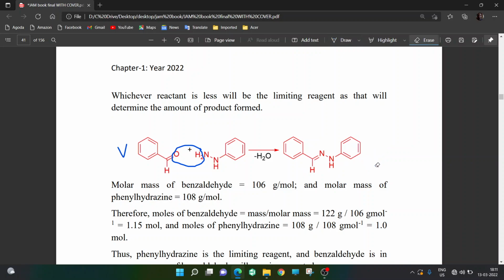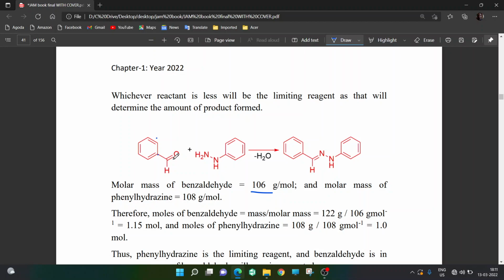It says what is the yield. Yield you have to always find out from the limiting reagent. So let us find out how many moles. Never go by mass, always find out moles, because mass is not the correct equivalence. Equivalence will always be by moles. So find out how many moles of benzaldehyde there are. First you have to find out the molar mass. I hope everybody understands.